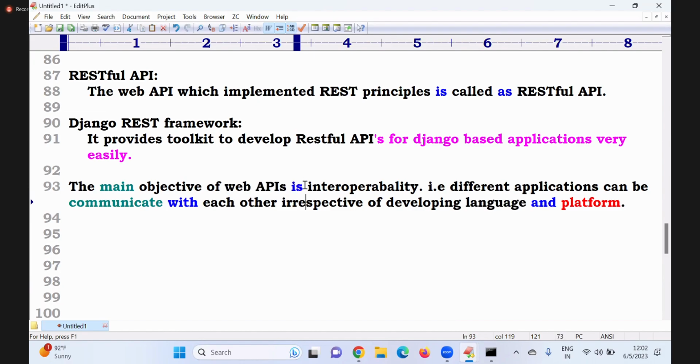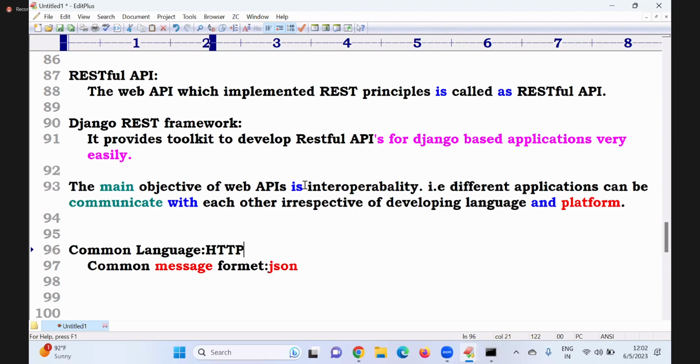How it is possible? For all these applications, one common language is there, and one common message format is there. That message format is JSON, the language is HTTP. That's why it is possible.